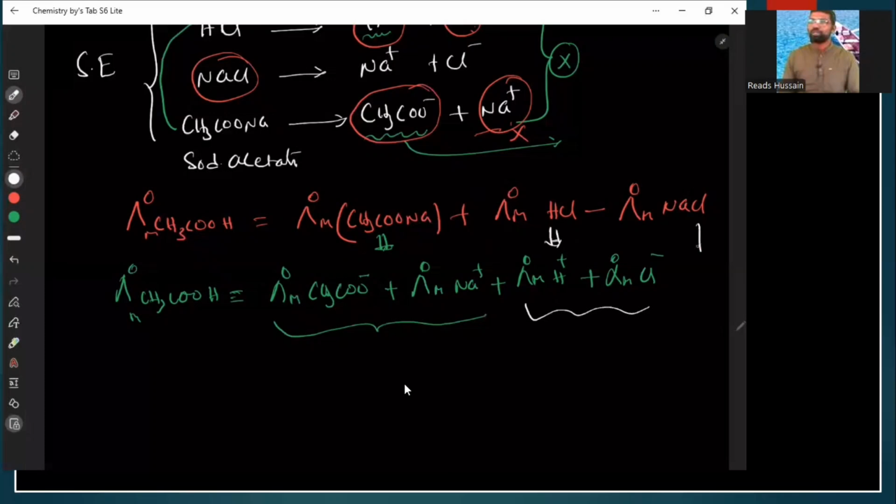And how do you expand NaCl? Here the minus is there: minus limiting molar conductivity of Na plus, plus limiting molar conductivity of Cl minus. Okay, here we have used the minus symbol.